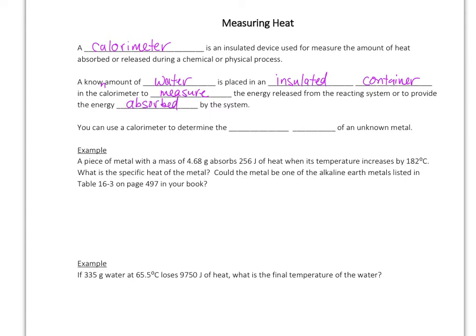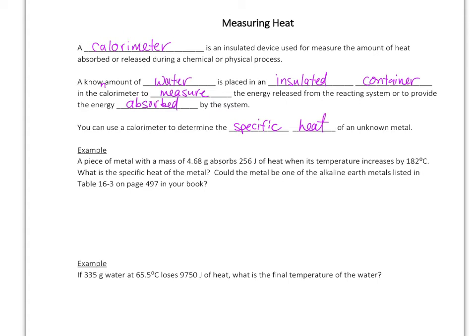Now, this is what we used in the lab last class. The calorimeter was not anything special. Remember, we just used a styrofoam cup inside a styrofoam container with a cardboard lid on top. And what we can use this for in the lab is to find the amount of energy. We can find the specific heat of an unknown metal. We could find final temperature.